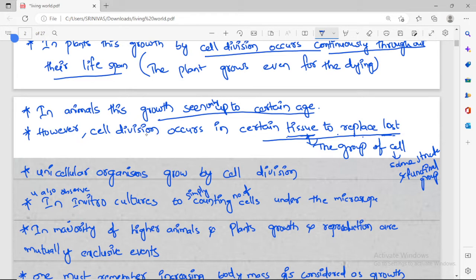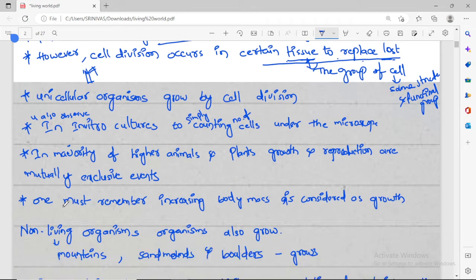And one more example, in plants. Whenever we cut the branch of a tree, what happens? After some days, the new branch comes back. Why? Cell division occurs in that place, and the new branch comes back. That's like the tissue replacing lost parts.